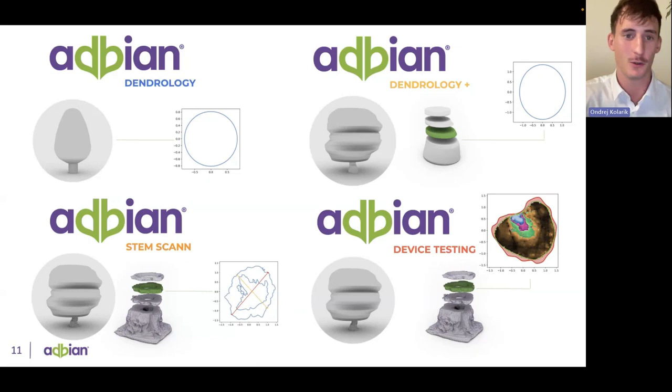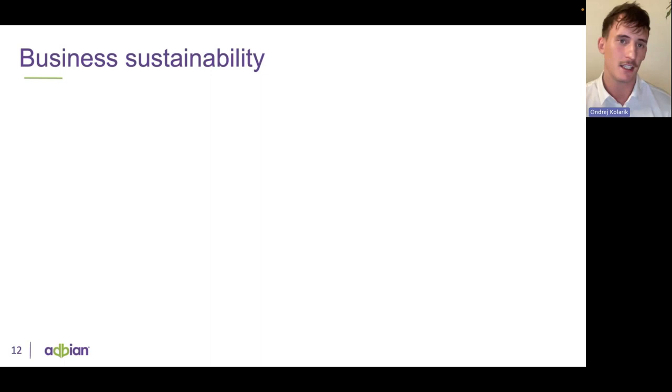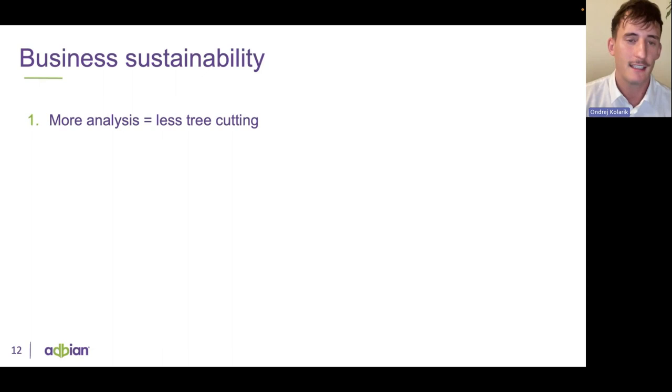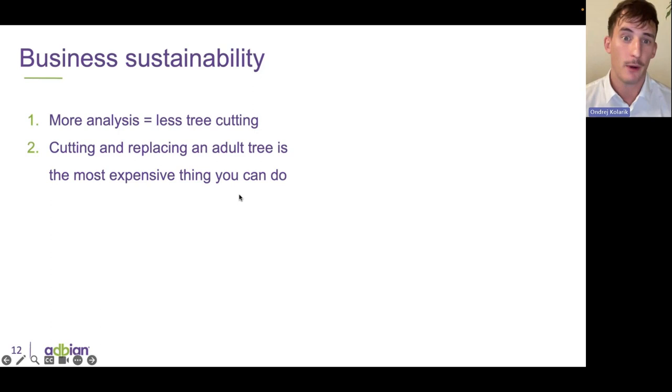But the first case study I have today is actually not on saving trees, but about business sustainability, because I believe that when we are bringing something completely new, there has to be a financial incentive for everyone that it works. Our thinking is that if there is more analysis, which can presumably be more expensive, it should reduce tree cutting. On this, we will have two other speakers. We will discuss other case studies with them, because cutting and replacing an adult tree is the most expensive thing you can do.